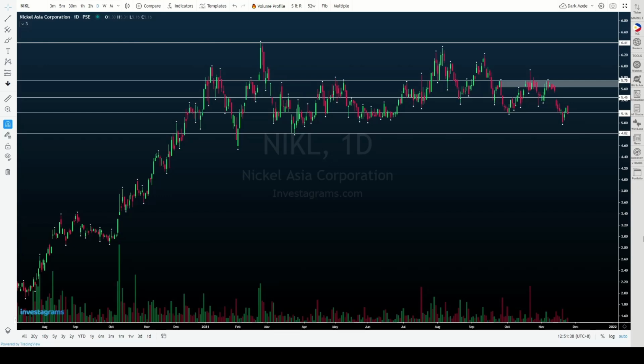Sa mga hindi pa po nakakaalam, what we do here is we take a look at yung mga trending names at kinukuha po natin yung listahan na yun from Instagrams. If you use them as your charting provider or your charting software, you usually find that list somewhere on the right hand side of your screen.